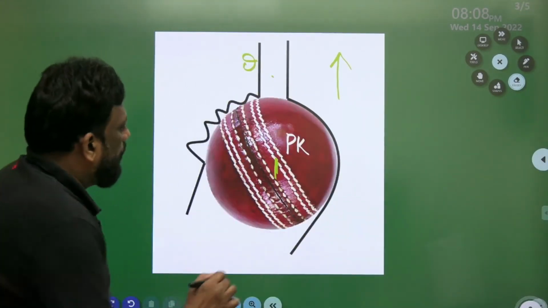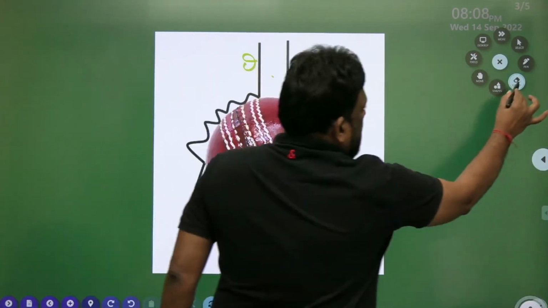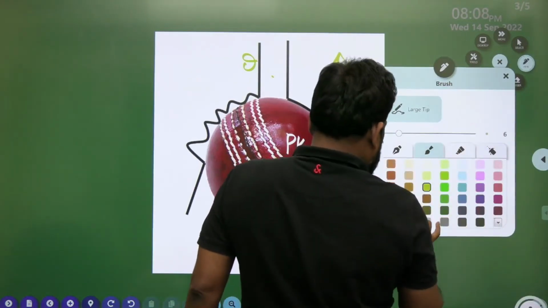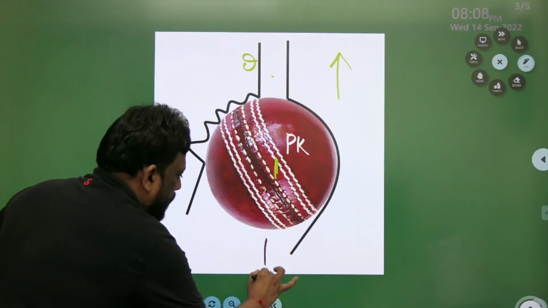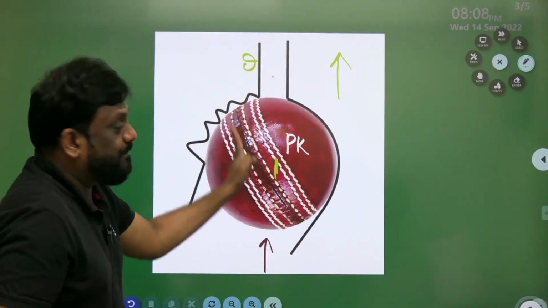Let's see. Now, the bowler is bowling like this. This is the direction of the motion of the ball. Dear students, understand carefully, this is the direction of motion of the ball. And the ball is moving like this, but it is kept at some angle.